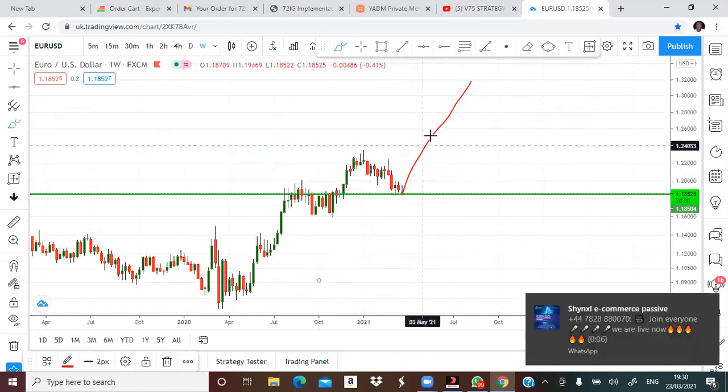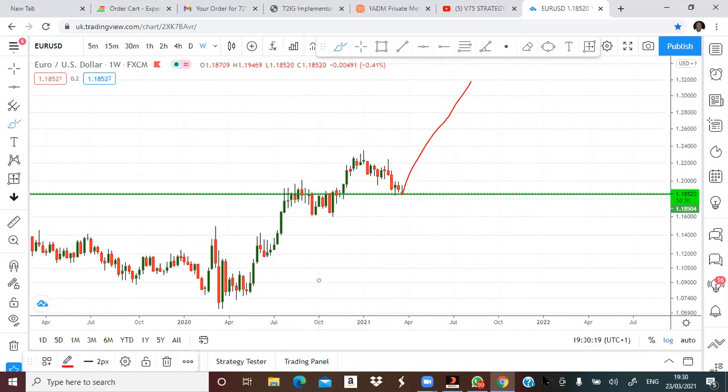This is what I'm expecting from this market. Are we together? Do you understand what I'm saying? If you understand what I'm saying, type 222. If you are getting what I'm saying, type 222.